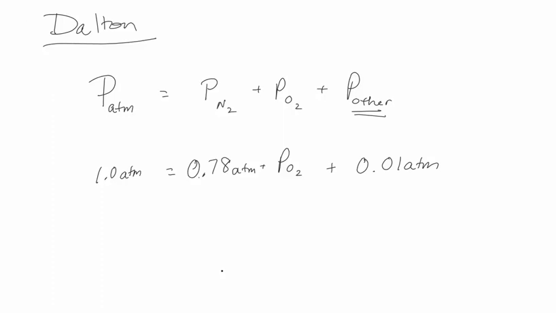I've added 0.78 and 0.01. So if I subtract 0.79 from both sides, our partial pressure of oxygen, and I should put another 0 there, is 0.21 atmospheres. So that's using Dalton's law of partial pressures. Next, we're going to use the ideal gas law.